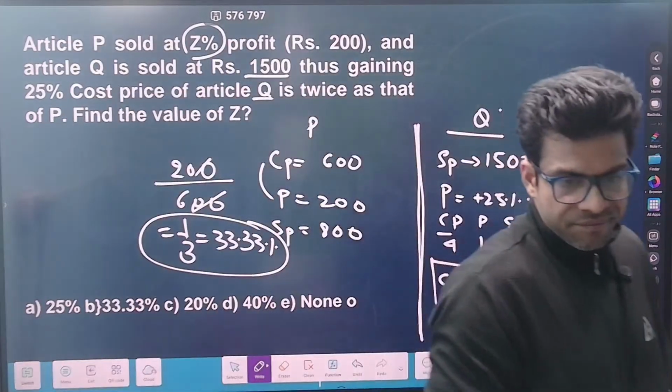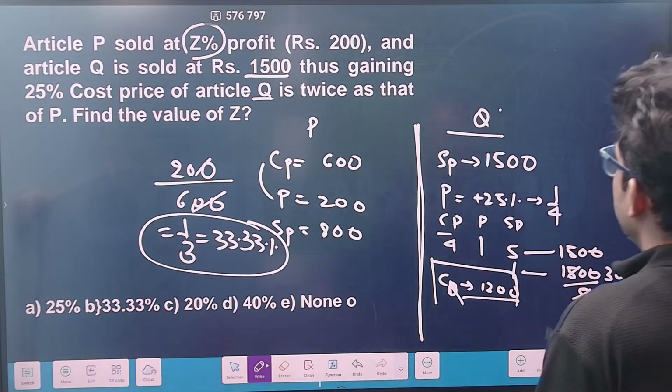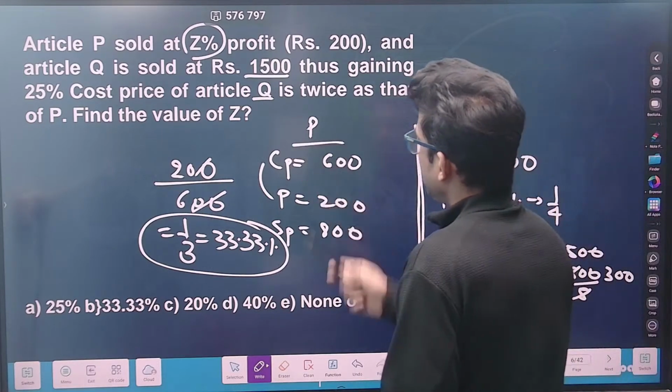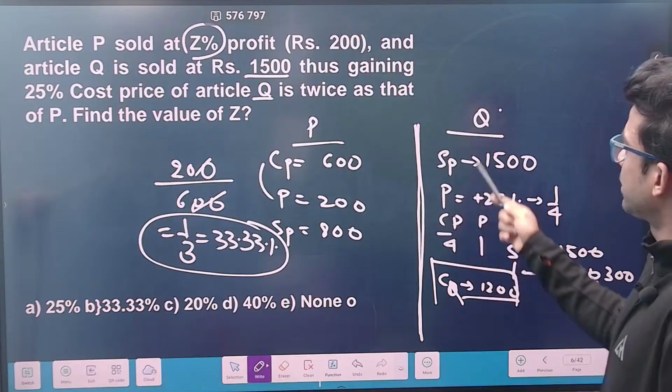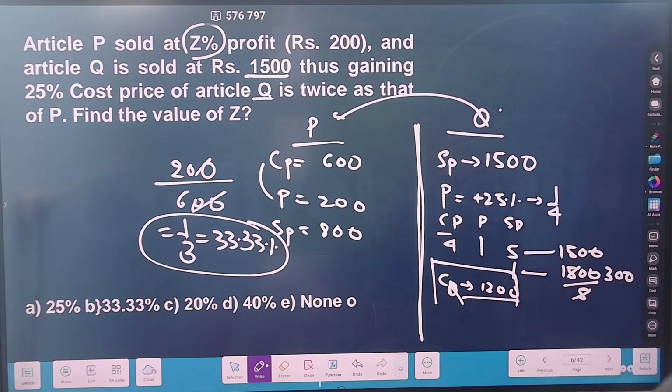Is this clear, everyone? I hope this is making sense to all of you. This is my article Q, this is my article P. How I come up with the article Q and then arrive at the article P, this is how the question can be done.